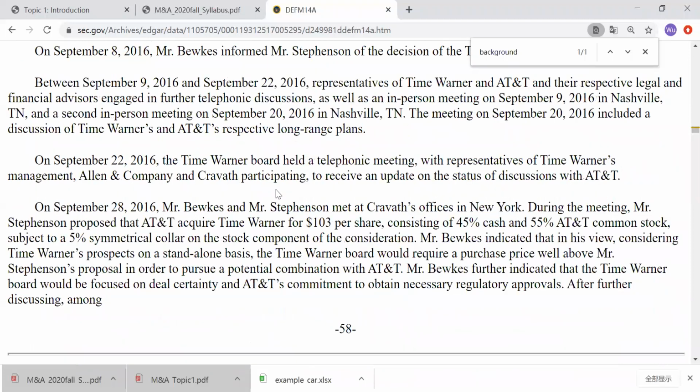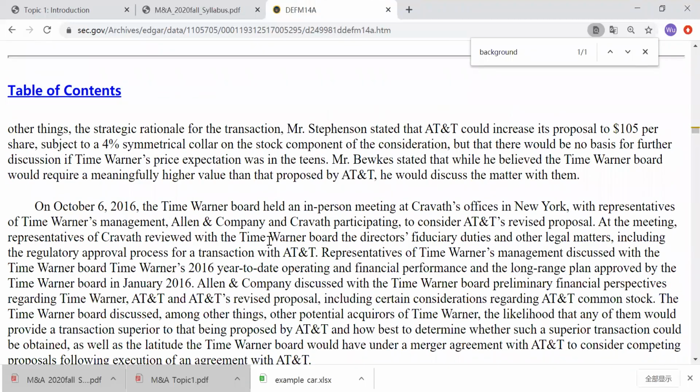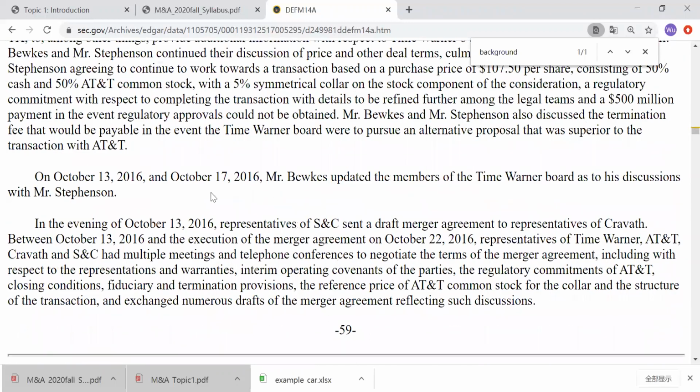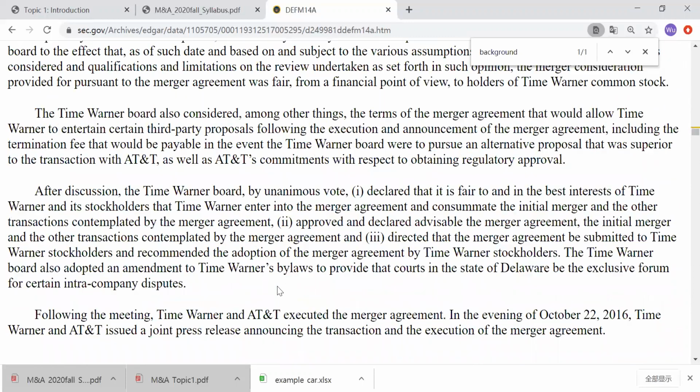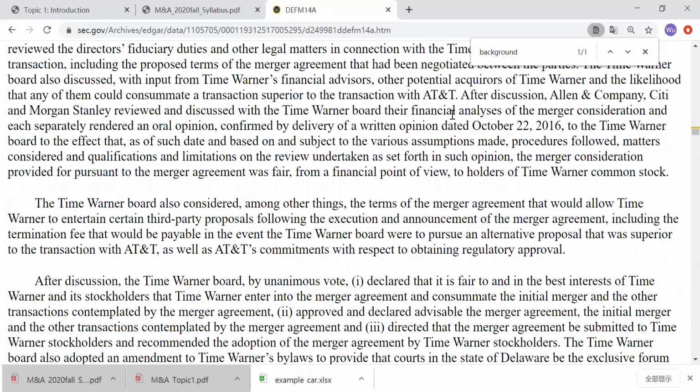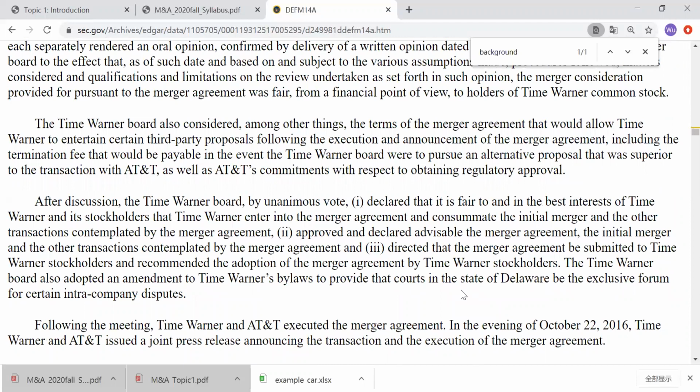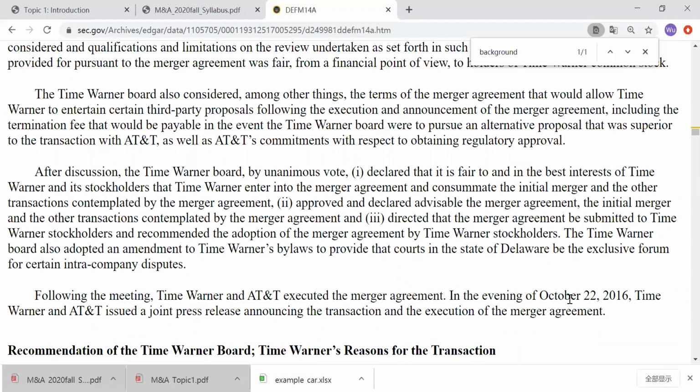Every time such a negotiation between the senior members of the companies happened, the board of directors needed to be informed. These are all the discussion details. Finally, the companies agreed on the price and terms, and the board of directors approved the merger. Following the meeting, they executed a merger agreement on the evening of October 22nd, 2016. Both companies issued a joint press release announcing the transaction and the execution of the merger agreement. So this is typically the process of a public firm merger.